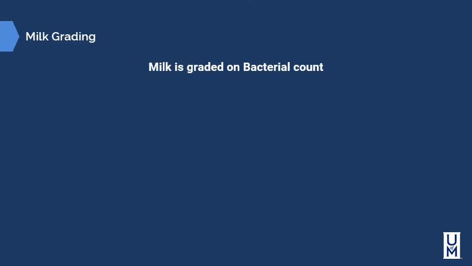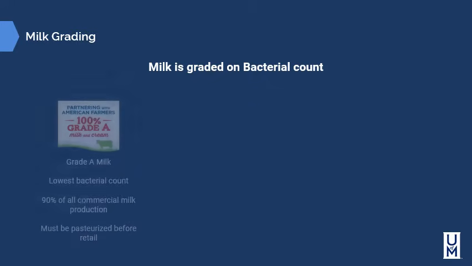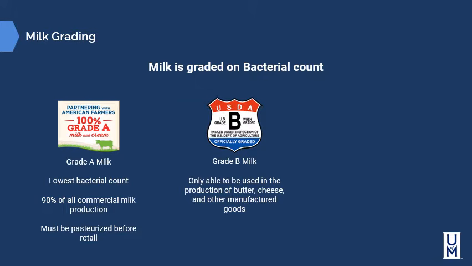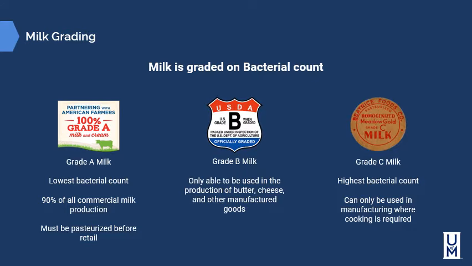Milk is graded based on bacterial count. The higher the bacterial count, the lower the grade. Grade A milk is the lowest bacterial count. 90% of all commercial milk production falls in this category, and it must be pasteurized before retail. Grade B milk is only available to be used in the production of butter, cheese, and other manufactured goods. And grade C milk is the highest bacterial count and can only be used in manufacturing where cooking is required.